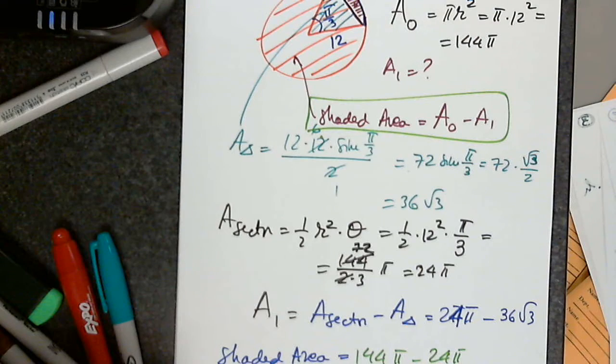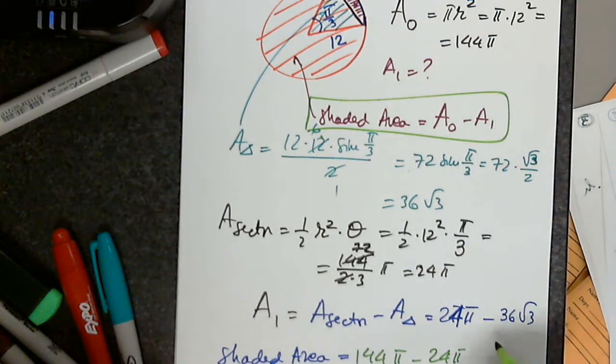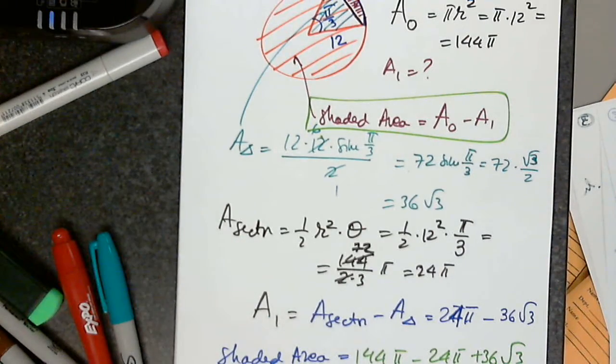Careful. If I put minus in front of A1, then I have to distribute. I cannot just put minus in front of the first term and forget about the last one. Oh, plus. Exactly. So now I'm going to approximate. 144 minus 24 is clearly 120 pi. 120 times pi, and now plus 36 the square root of 3.